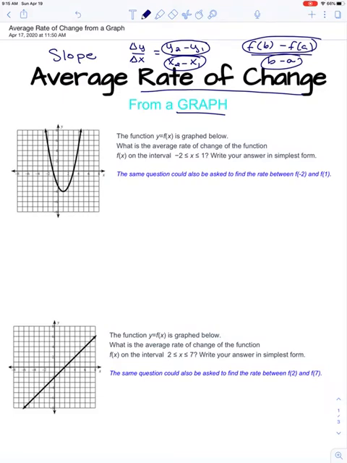Okay. So let's look at what is being asked here. The function y equals f of x is graphed below. What is the average rate of change of the function f of x on the interval -2 is less than or equal to x, which is less than or equal to 1? Write your answer in simplest form. Okay, so we got a couple of things here. Simplest form, so we must simplify. This is giving us where we want to look at on the graph.